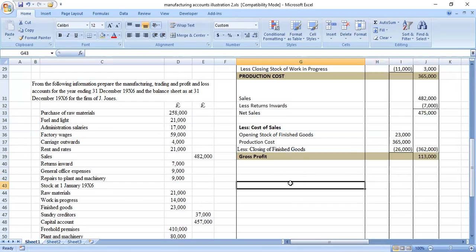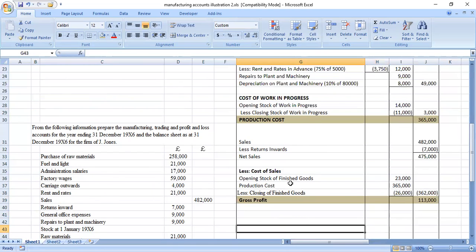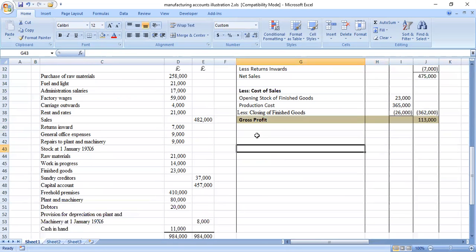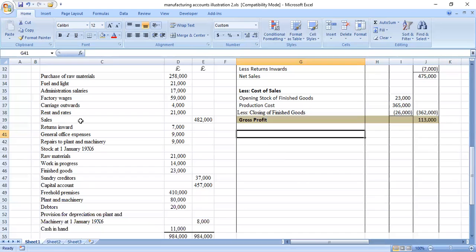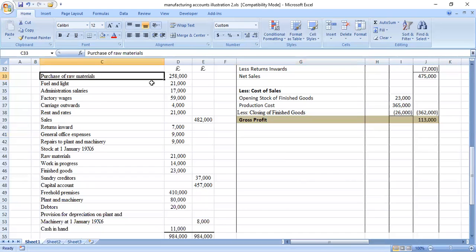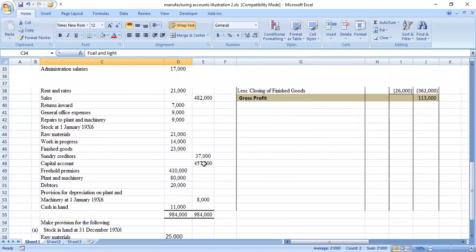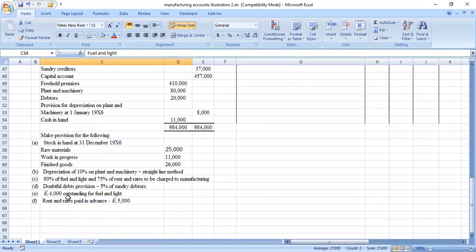Yes. So the next thing that we need to look for now is the net profit. The net profit is equal to the gross profit plus other revenues minus other expenses. So now we bring all the other expenses that remain here. So we have fuel and light of 21,000. In the additional information, there is something that we are told to do with fuel and light.